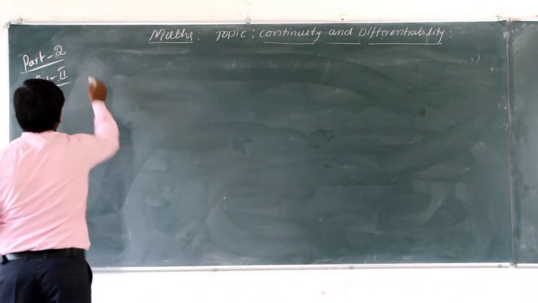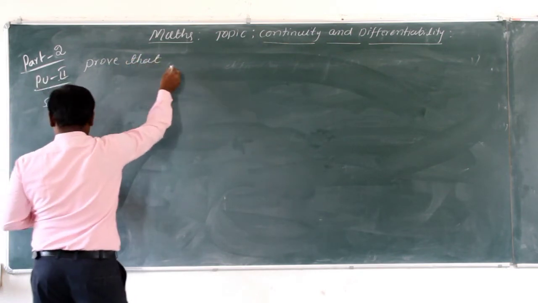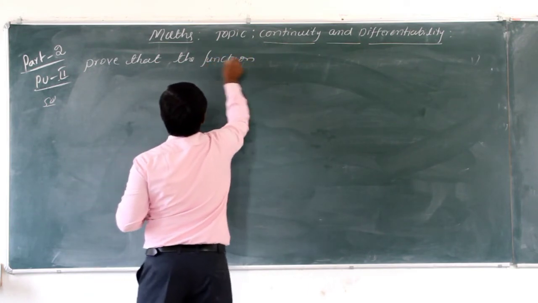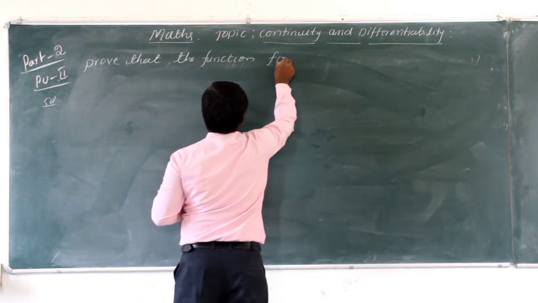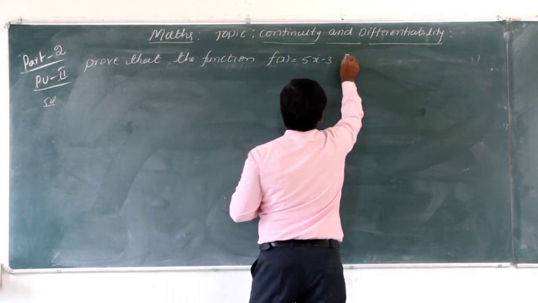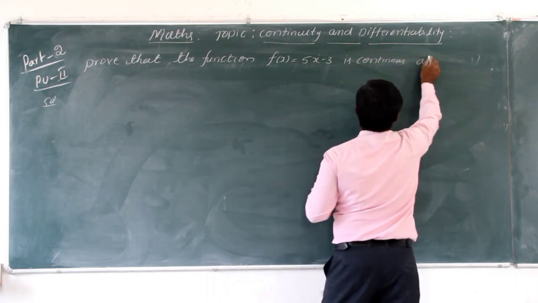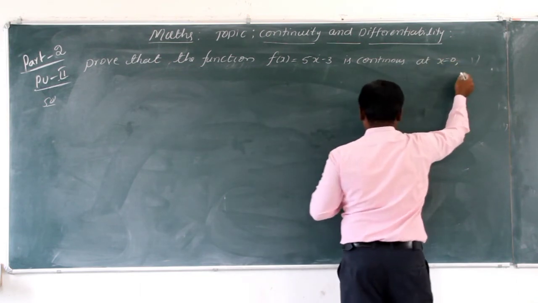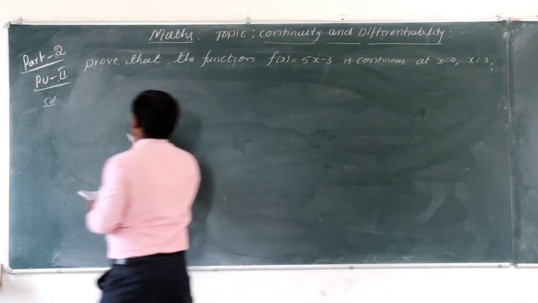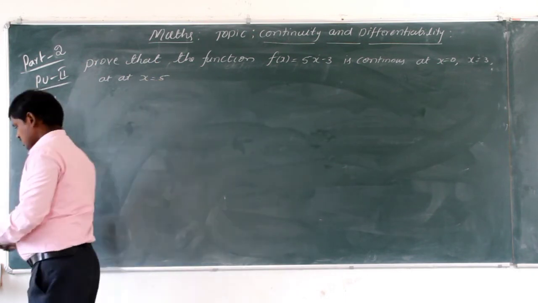Prove that the function f of x is equal to 5x minus 3 is continuous at x is equal to 0, x is equal to 3 and at x is equal to 5. Okay.